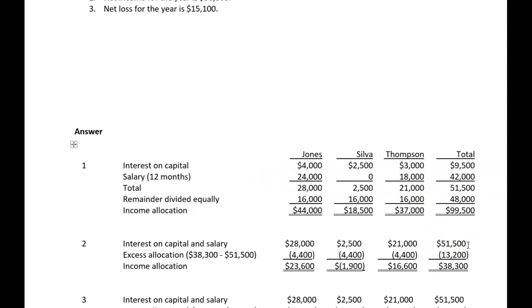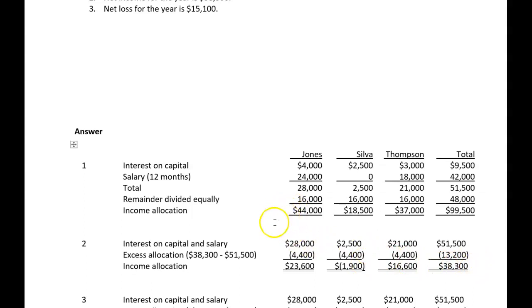$51,500 compared to the income of $38,300 gives you a negative number. So now after that allocation is done, you're effectively allocating a loss. The excess is a negative, and you do that evenly, which brings the allocations down to 23,600 for Jones, minus 1,900 for Silva, and then 16,600 for Thompson, for the total of 38,300.